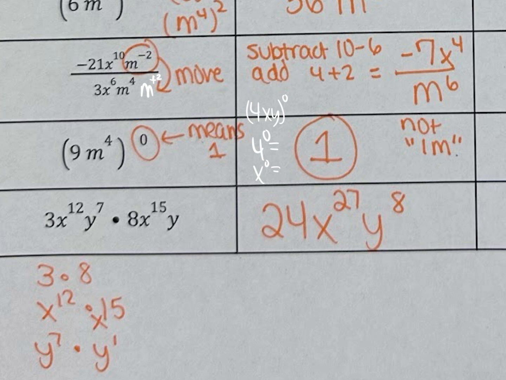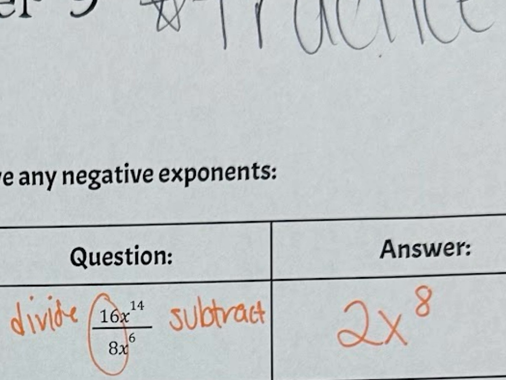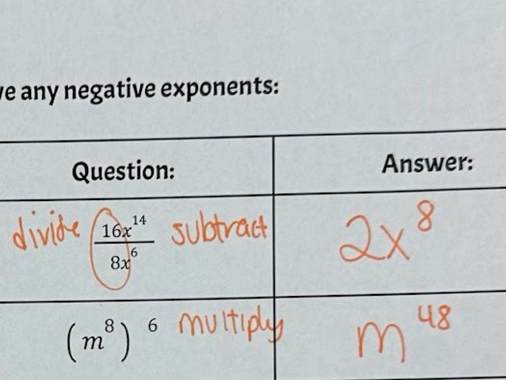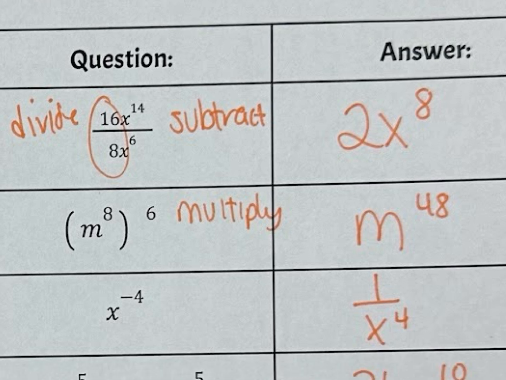All right, let's go to the top of the next column. I'm going to divide my coefficients. That makes 2. I'm going to subtract my exponents. That makes x to the 8th. Next question, I'm multiplying. M to the 48th. Next question, I'm making it a fraction and turning it positive. 1 over x to the 4th.